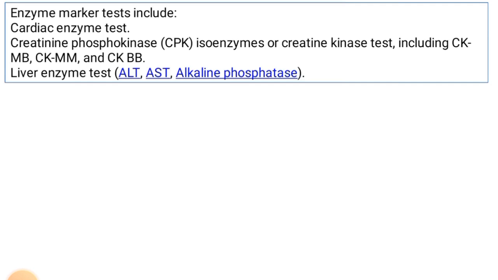So these are the two enzymes that we are going to discuss. And the third one is alkaline phosphatase. This is also an enzyme marker that we are using for the study of liver damage. So let's see these enzymes one by one.